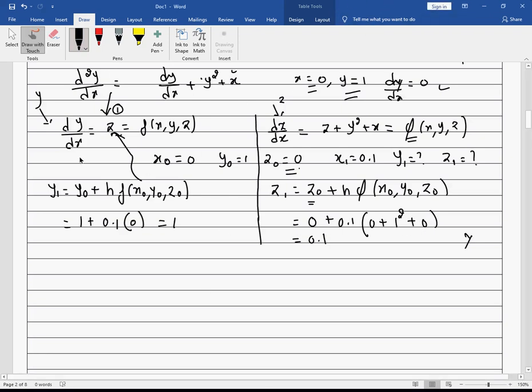Okay. Now by putting dy by dx equal to z in this equation, I got this. So if you have understood this, you can type 2. So this is what I got, dz by dx by putting dy by dx. So I got dz by dx equal to z plus y square plus x. So if you have understood this thing, you can type 2.